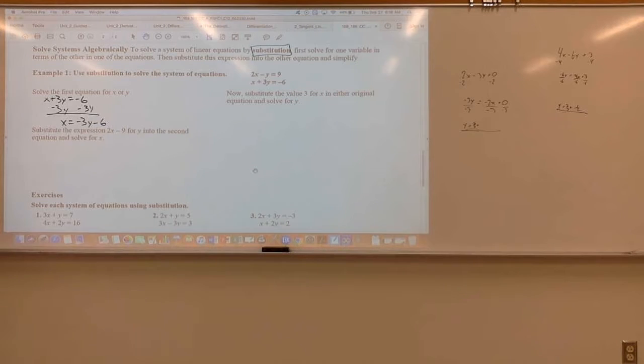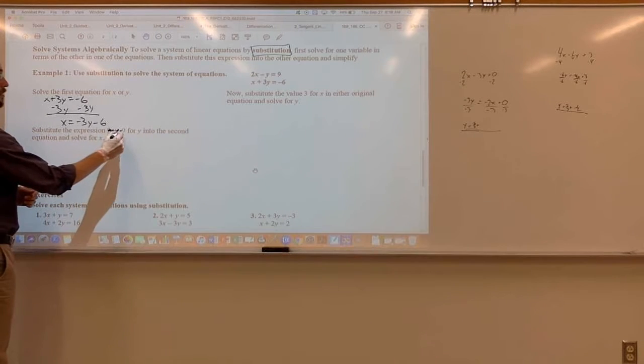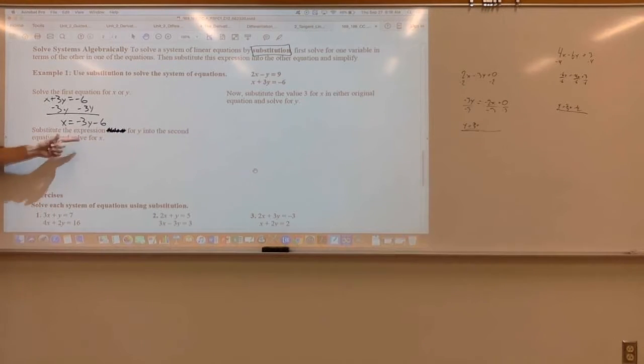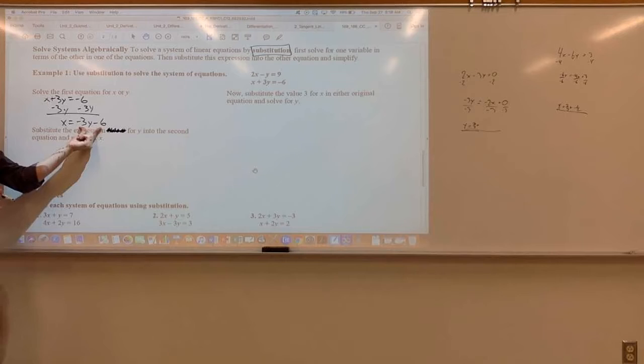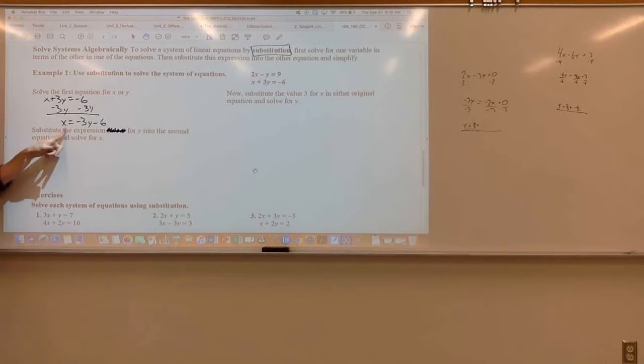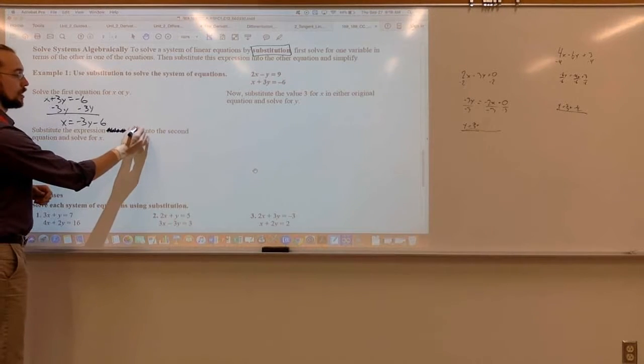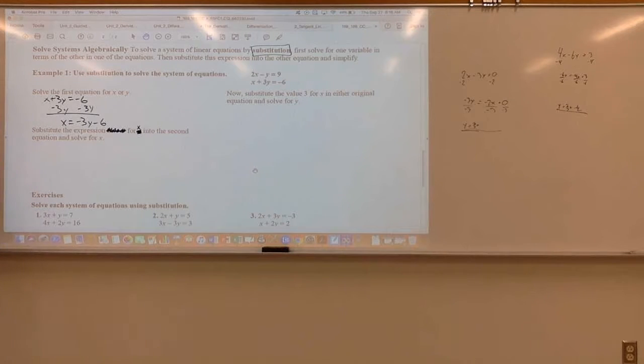Once I have one of the equations solved for one of the variables, I'm going to take this expression, negative 3y minus 6, and plug it in for x in the other equation. Once you have that variable, then you solve the other one. We only would have to go back once to plug it back in.